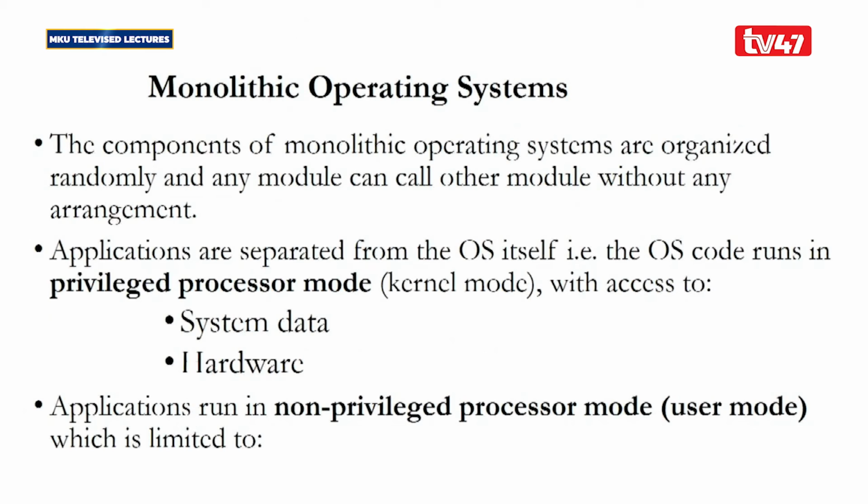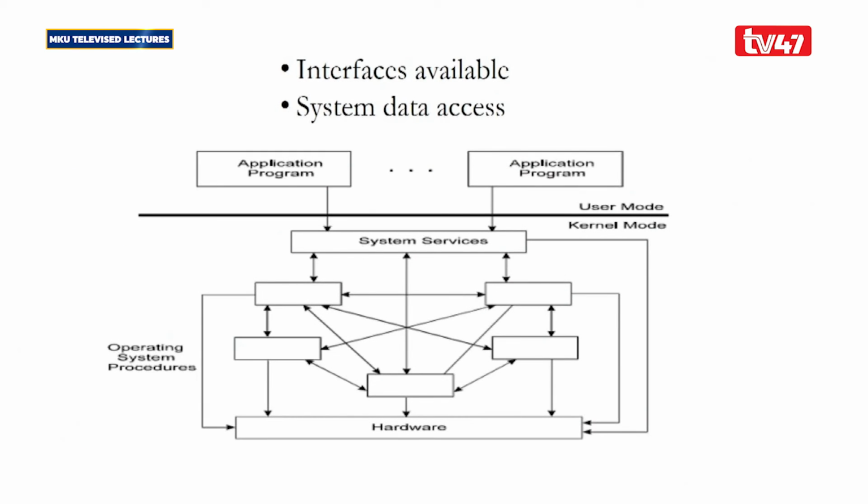So it distinguishes two modes here. We have the kernel mode, which is the privileged processor mode where the OS resides, and then we have the non-privileged processor mode where the applications reside, and this is where the user accesses, and it is limited to the user. Then we have a diagram. It's limited to the interfaces available and to the system data access. So we have those two things. The operating system will reside in that kernel mode. The application programs will reside in the user mode. So that gives us a clear distinction here, and all of them run on the hardware.